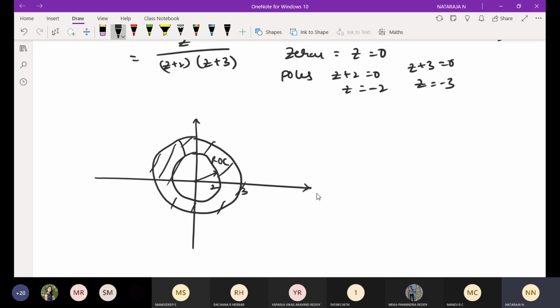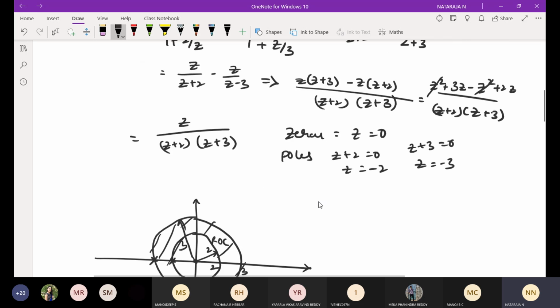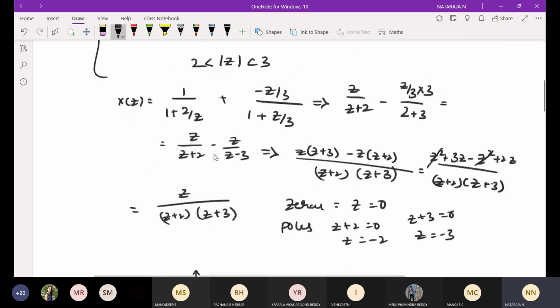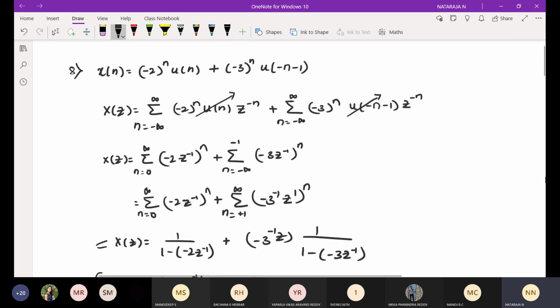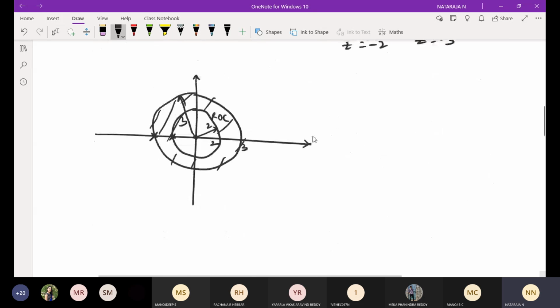This will be 2 and this will be 3, this will be 2. This is your 0, these are your 2 and 3 will be your poles. Minus 2, minus 3 will be your poles. How am I going to get this ROC? Based on the condition of this, z will vary from 2 to 3. Based on that I am going to get the ROC.